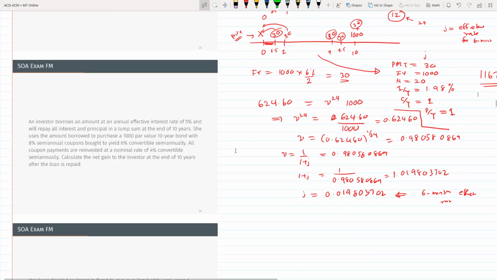Okay, so let's go to the next one. Again, this is an Exam FM problem, and you can see what kind of problems you are going to get during the exam. An investor borrows an amount at an annual effective interest rate of 5% and will repay all interest and principal in a lump sum at the end of 10 years. She used the amount borrowed to purchase a 1,000 par value 10-year bond with 8% semi-annual coupon, bought to yield 6% convertible semi-annually. All coupon payments are reinvested at a nominal rate of 4% convertible semi-annually. Calculate the net gain to the investor at the end of 10 years after the loan is repaid. So let me erase this side and then we do this problem.